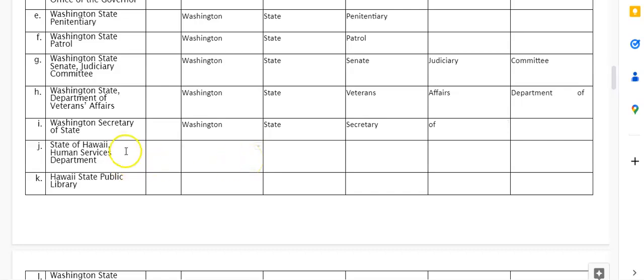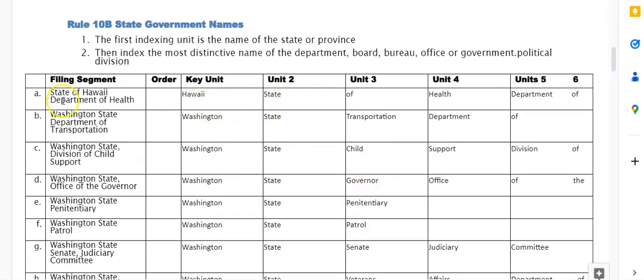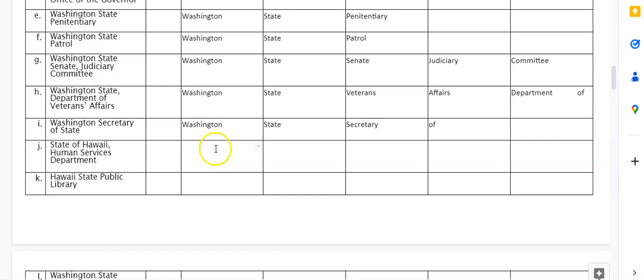Okay, next we have State of Hawaii, Human Services Department. Okay, and that's similar to letter A. So Hawaii is our key unit. State is Unit 2. Of is Unit 3. So once we have the state information, we'll then go into our department or division. Okay, so Human is Unit 4. Resources is Unit 5. And Department is Unit 6.